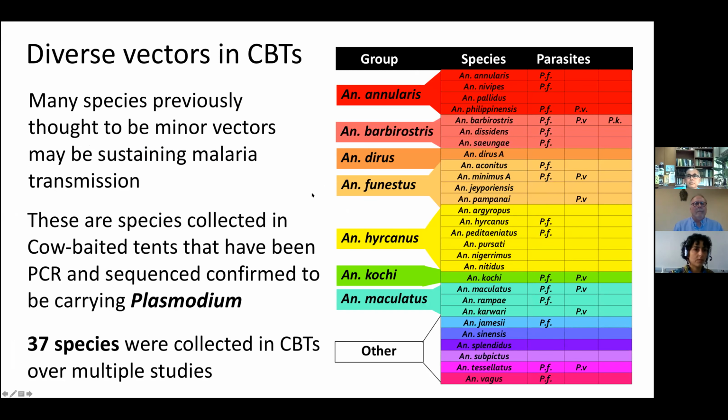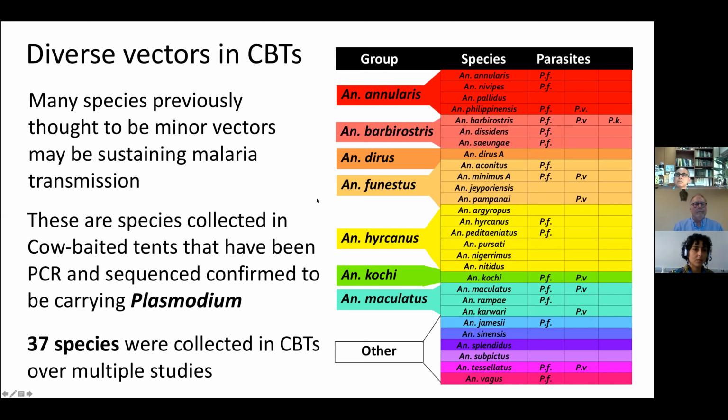Also in these two different studies and another study using cow-baited tents that we did, we found many different species positive for Plasmodium. So we have quite a few species positive for Plasmodium falciparum that you can see here, with a handful positive for vivax, and then just a couple Plasmodium knowlesi positive mosquitoes.